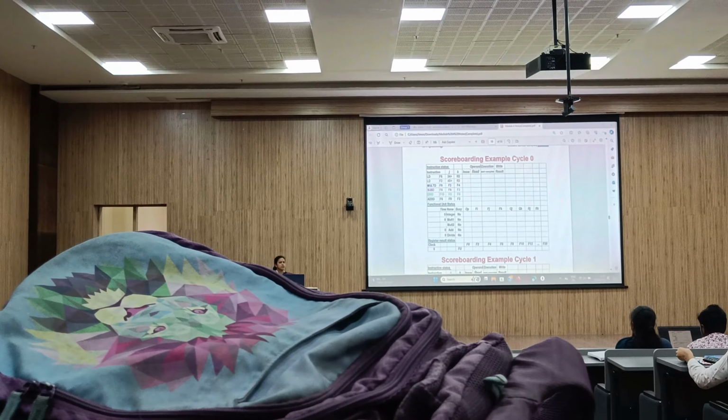Okay. Now, cycle 7. This will go to execute. Can multiplication go to read stage? Only one question: can the multiplication instruction go to read stage? No. Why? It doesn't have the operand. Until this completes execution, we will not get that.